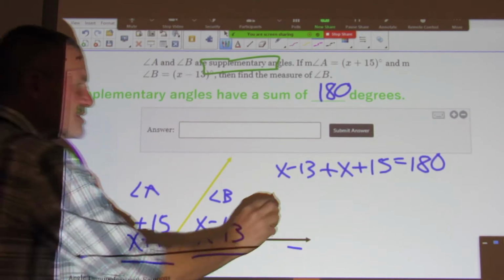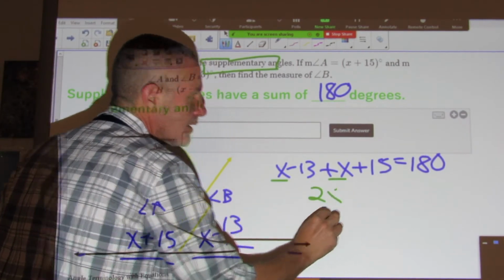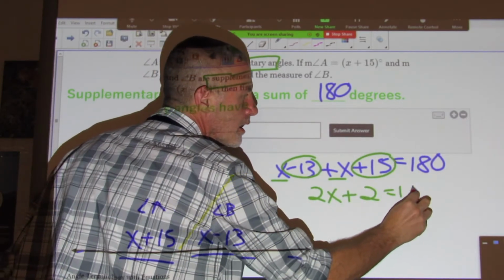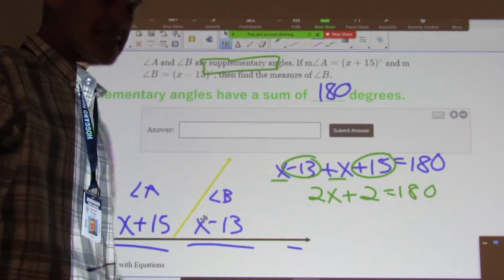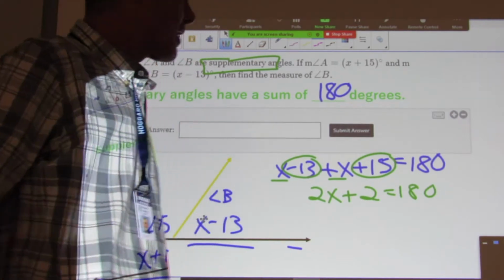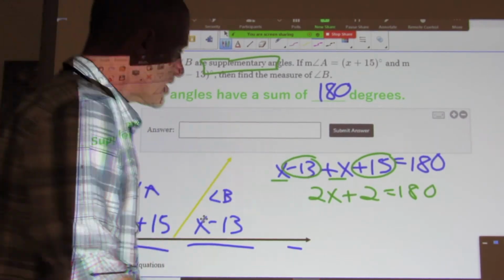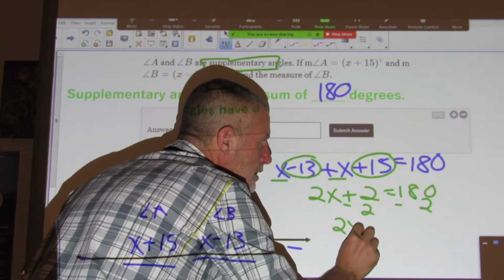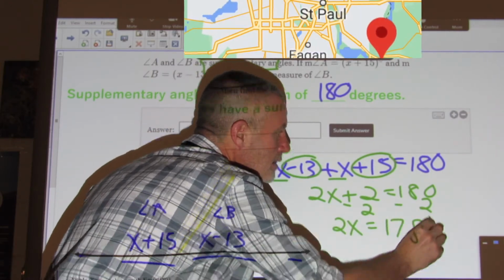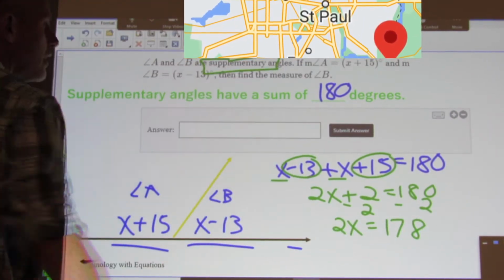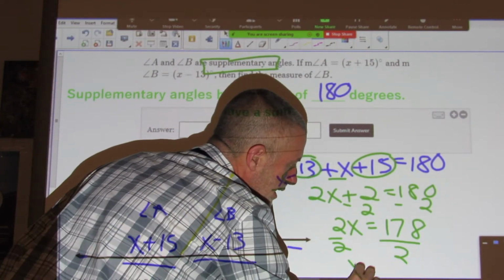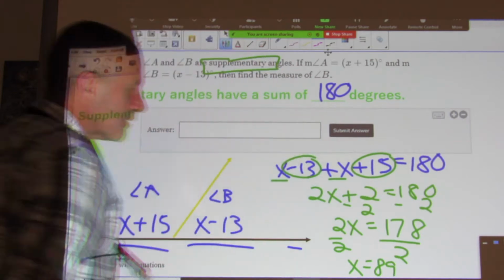Combine your like terms. And as happens very often in mathematics, we wind up with a two-step equation. We'll solve for x, and divide by 2, and x is going to equal 89.